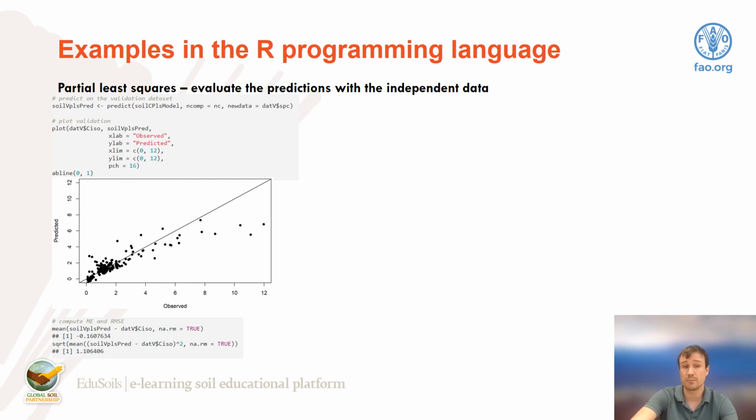So the mean error here is close to 0, which is good and indicates no systematic over or under prediction of the total carbon. The root mean square error indicates that there is an average error of 1.1 in the unit of the total carbon. So the unit here is carbon in gram for 100 grams of dry soil.